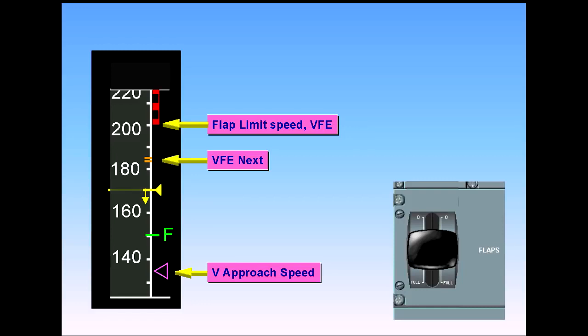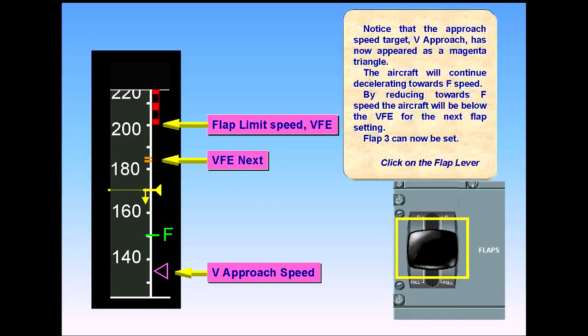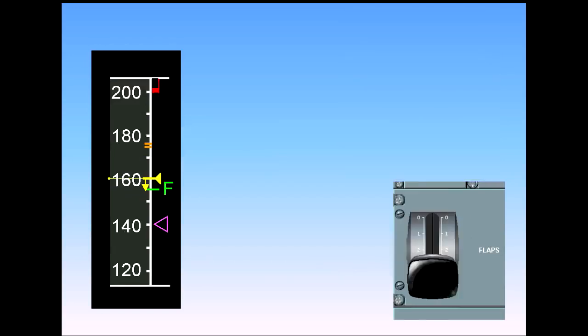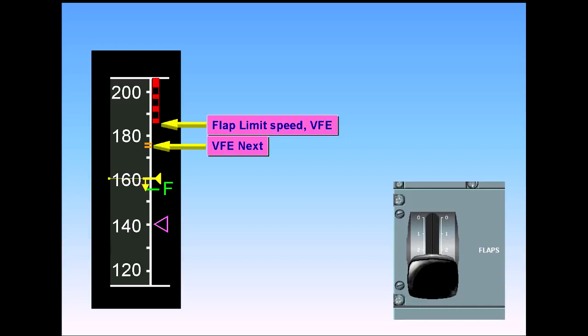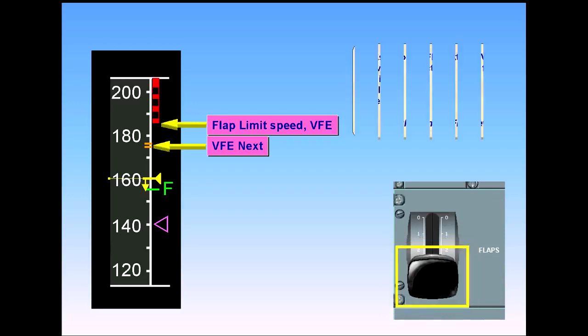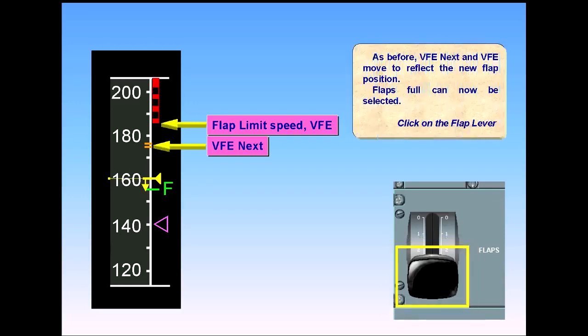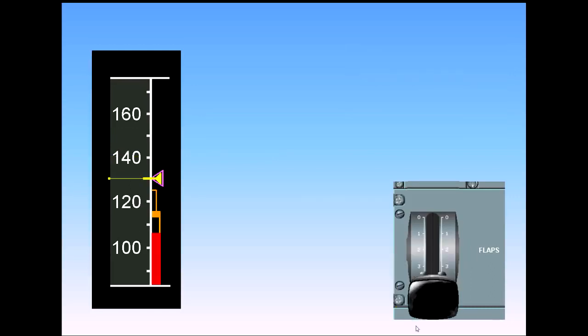Click on the flap lever. As before, VFE next and VFE move to reflect the new flap position. Flaps full can now be selected. Click on the flap lever. The aircraft will eventually stabilize at V approach, and the VFE will be adjusted to reflect full flaps.